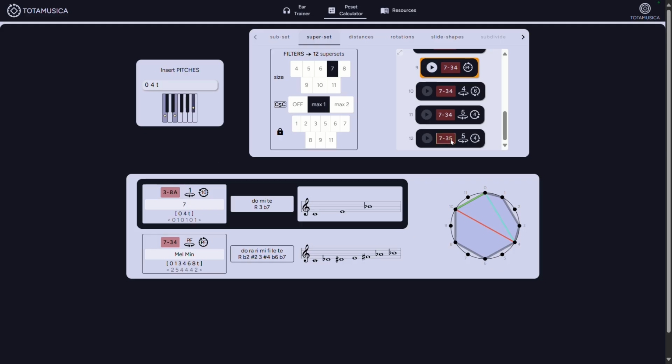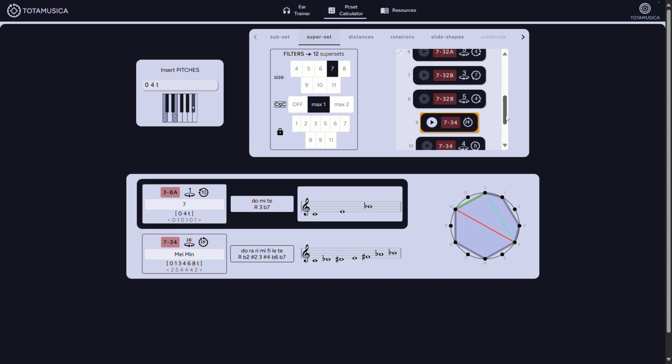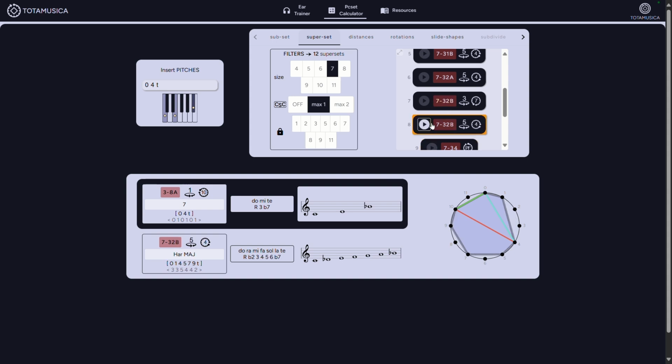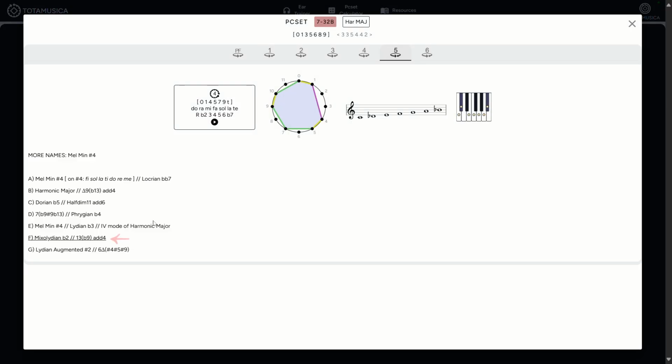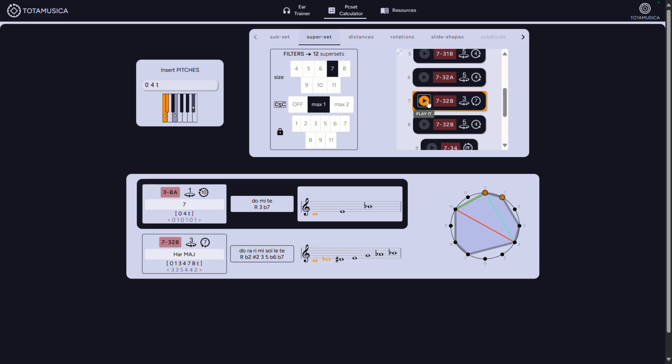The 8th and 7th results both correspond to the 7-32B harmonic major heptachord. As the harmonic major scale is a relatively recent addition to jazz common practice, shared names are less established. Nevertheless, the system provides practical names for each set. 8th result can be referred to as mixolydian flat 2. The 7th result is sometimes referred to as Phrygian flat 4.